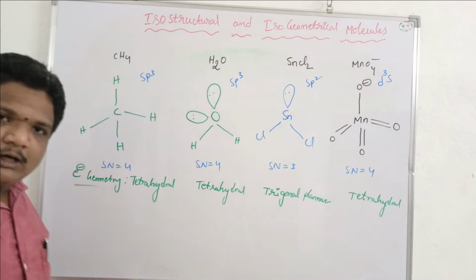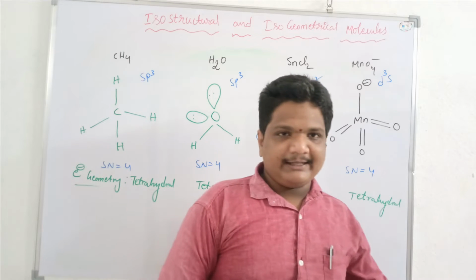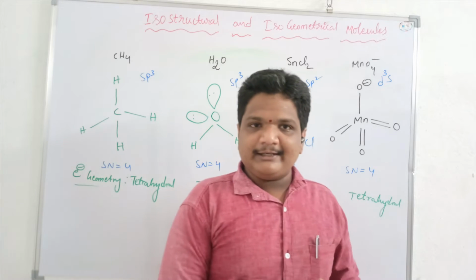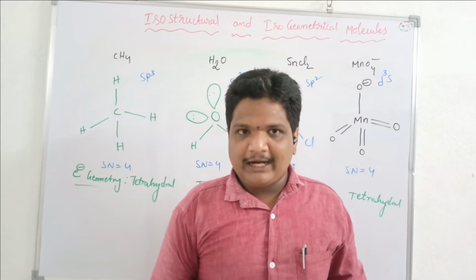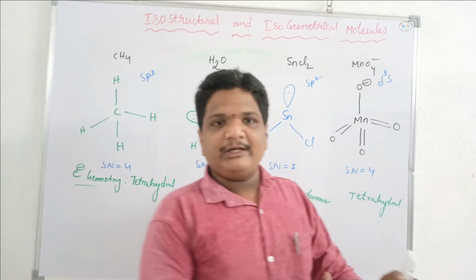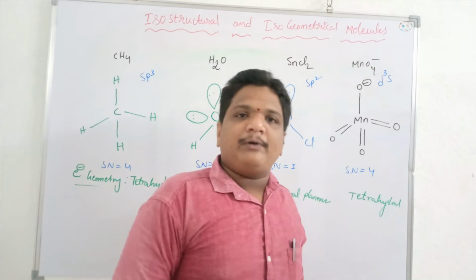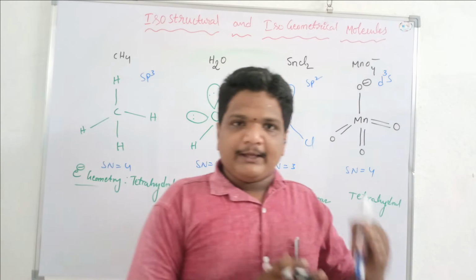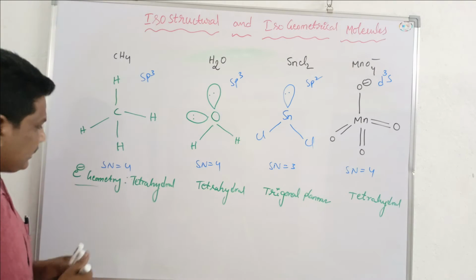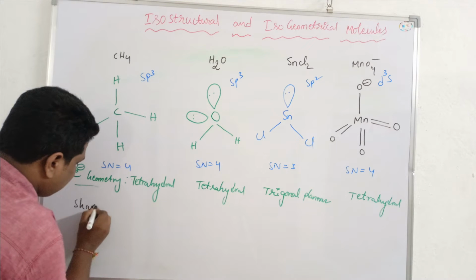Now let us see the shape of the molecule. The shape of the molecule depends upon the number of lone pairs and bond pairs present in that molecule. So shape is different from geometry. Geometry is based on hybridization, so from hybridization we can predict only the geometry of the molecule. But the actual shape depends upon the number of sigma bonds and lone pairs present. So let us see the shape of the molecule.